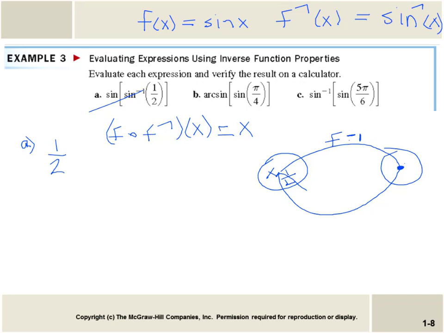There's one thing that happens that's a little different, but it's not on this screen yet. So for B, it would be pi over 4. Okay. And how about for C? 5 pi over 6.